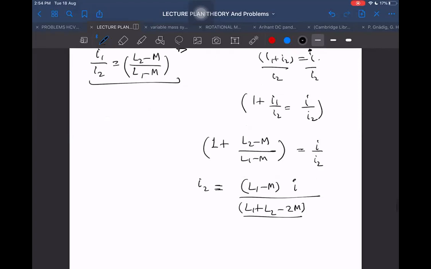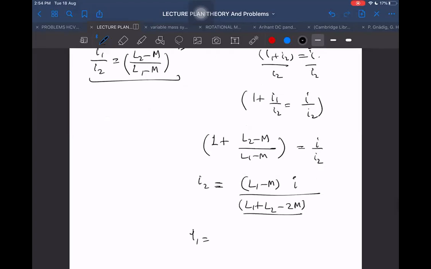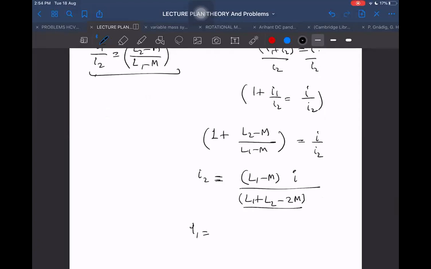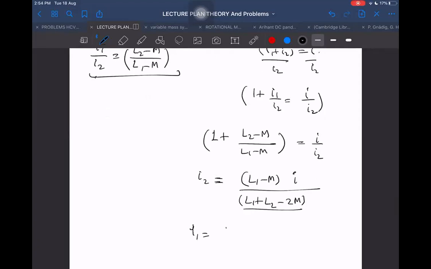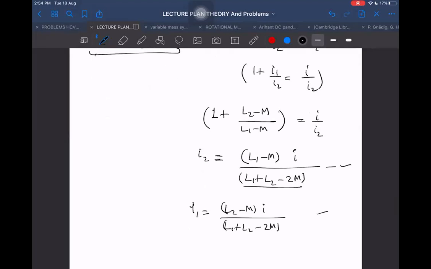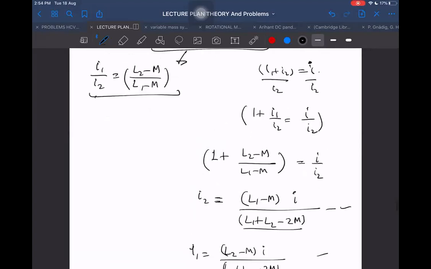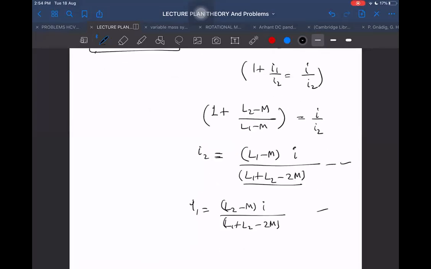And what is I1 now? I1 I can get from this equation directly. I1 is L2 minus M into I divided by L1 plus L2 minus 2M. We are getting these values. But what was the aim? Why did I get these values? I wanted to finally get the net inductance.